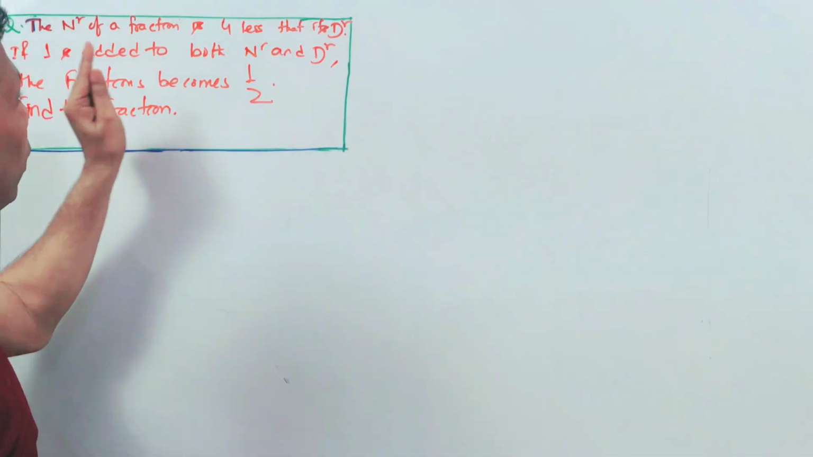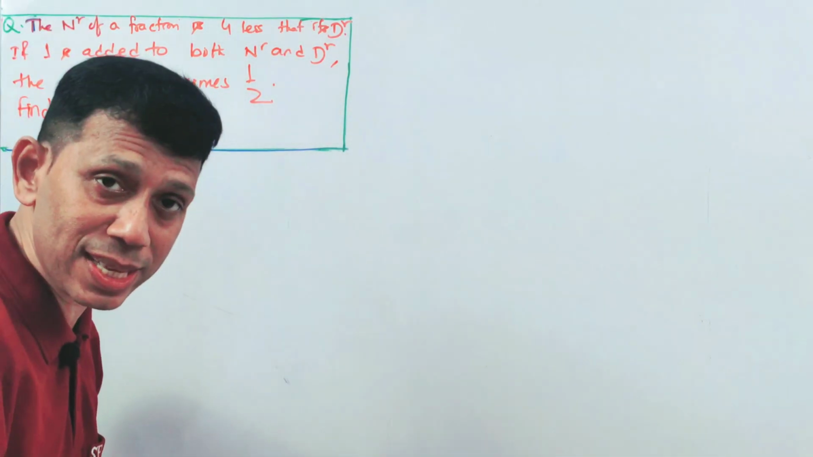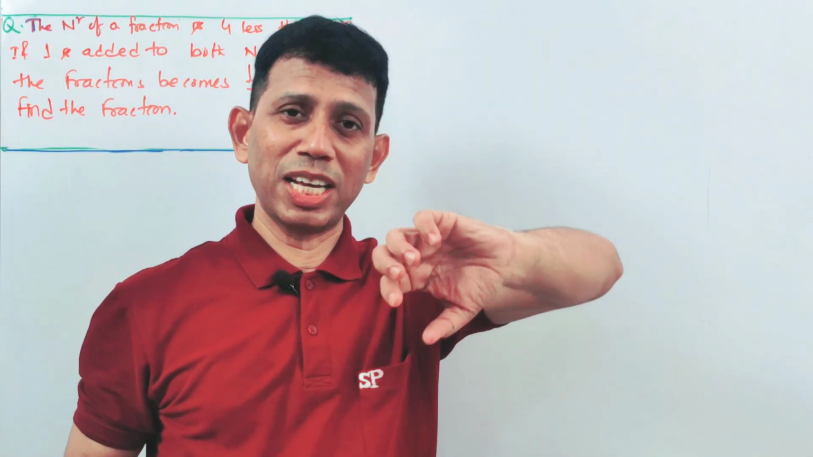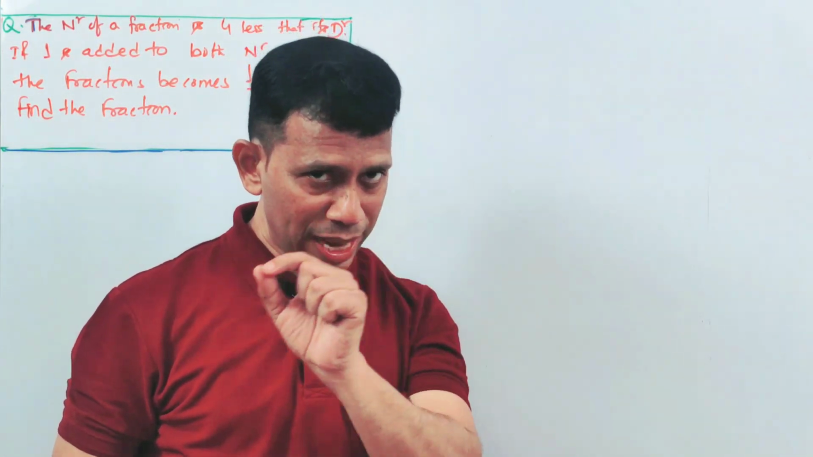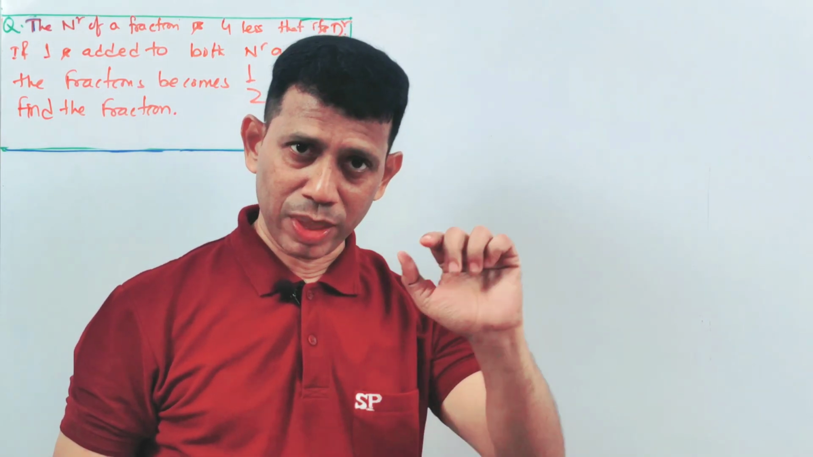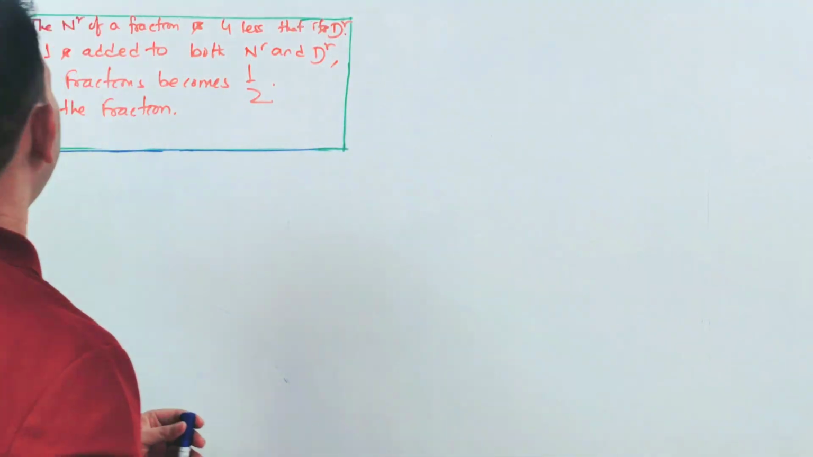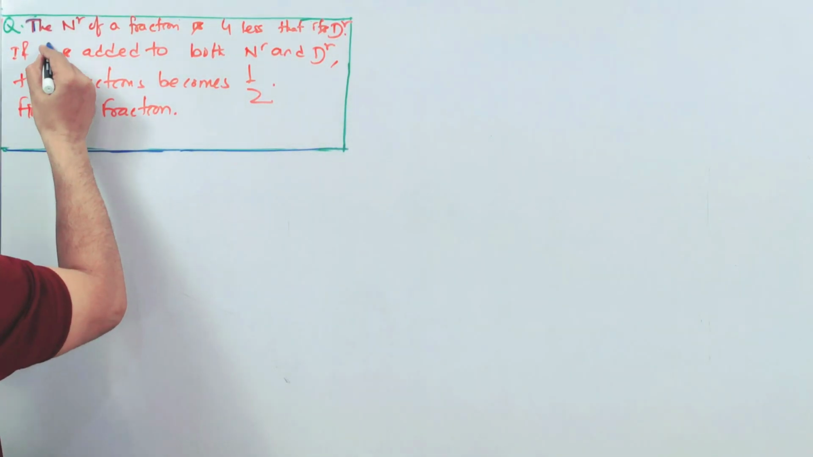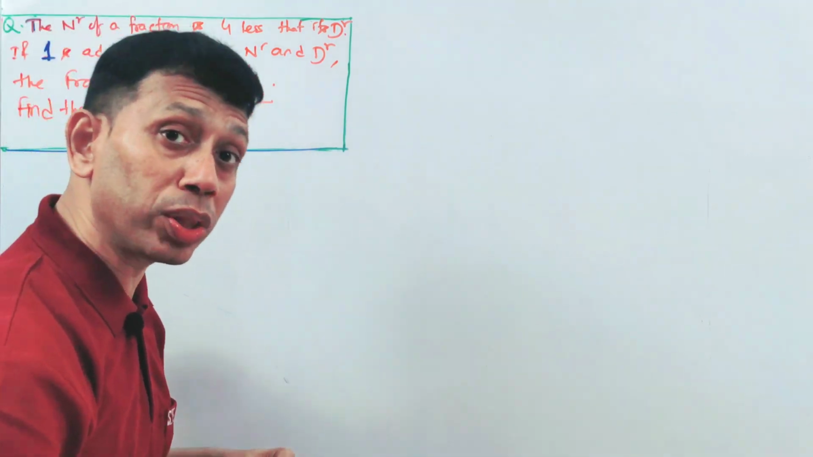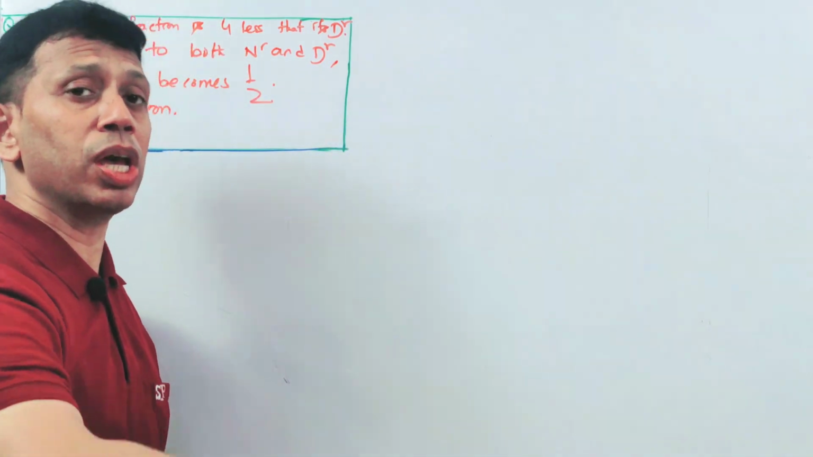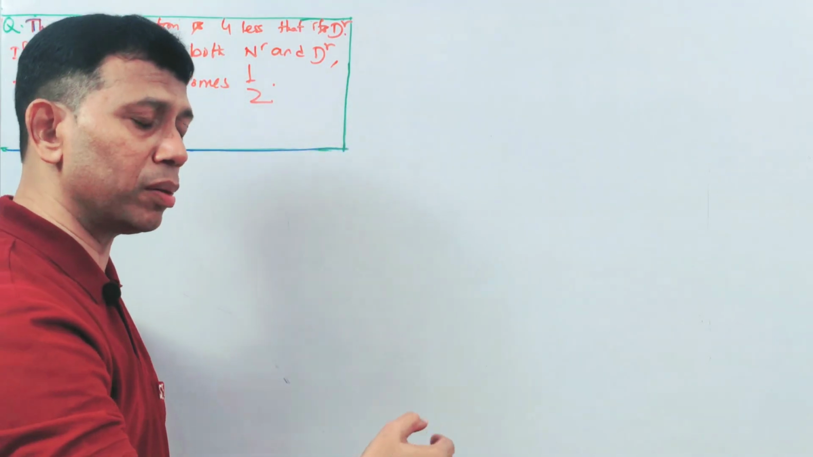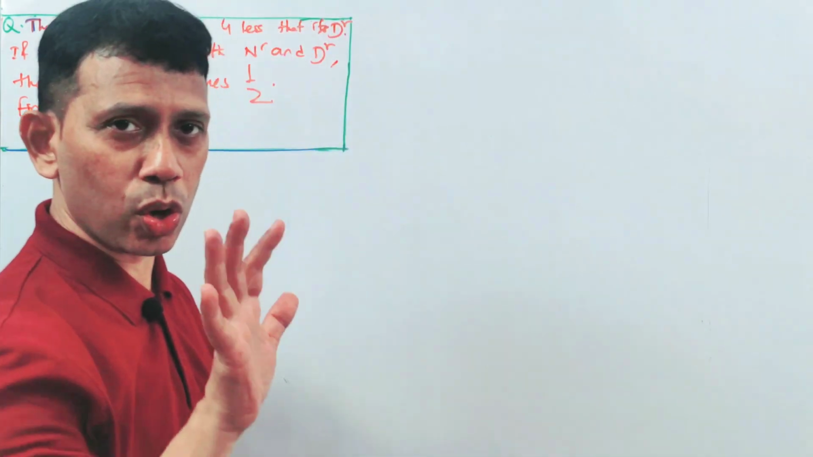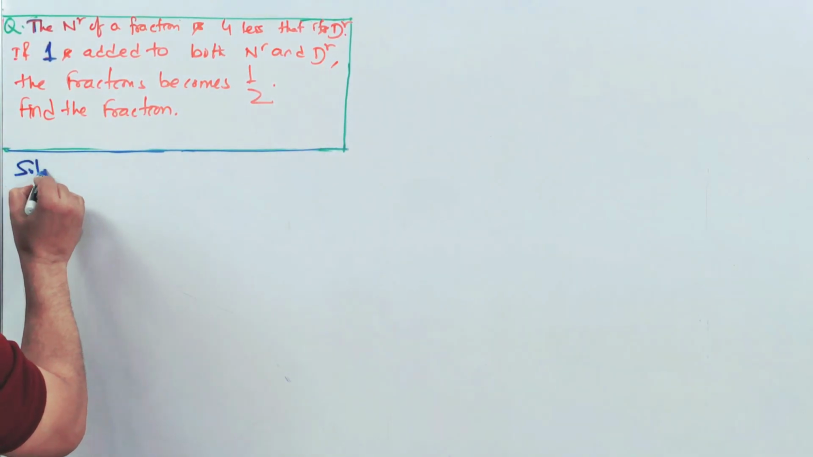What is that? The numerator of a fraction is 4 less than the denominator. So which one is less? Numerator is less. As per our previous discussion, I can take the smaller number as x, then another number I will take. Okay, fine. This is the first phrase. Then the second phrase: if 1 is added to both the numerator and the denominator, that means 1 plus the numerator and 1 plus the denominator, then the fraction becomes 1 by 2. So got it? Now the solution starts.